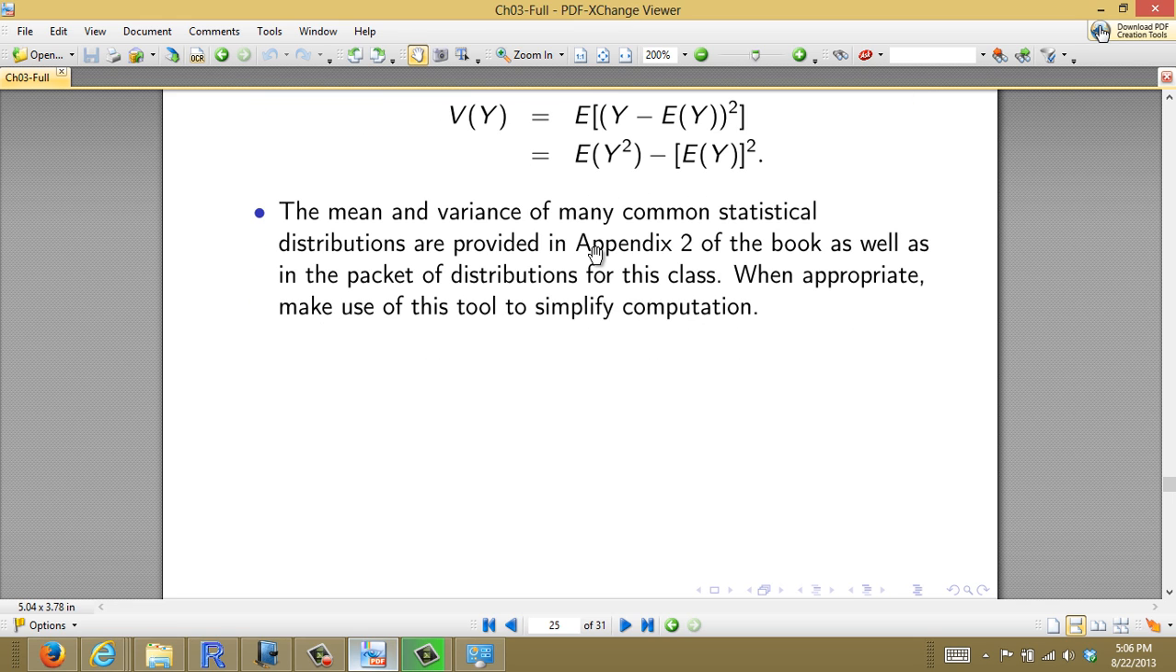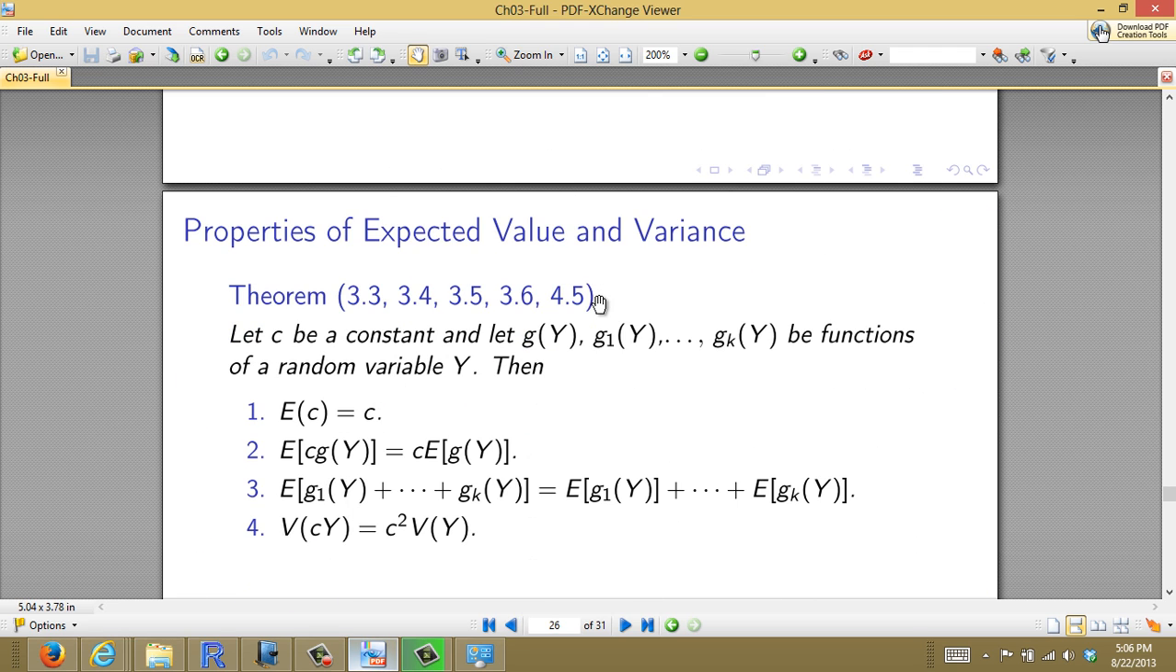And the mean and variance of many of the common statistical distributions are provided in the back of the book or in the table of common statistical distributions that is provided as a supplement for this class.